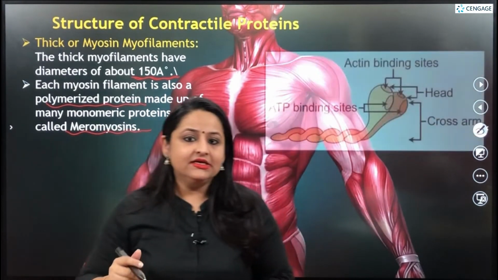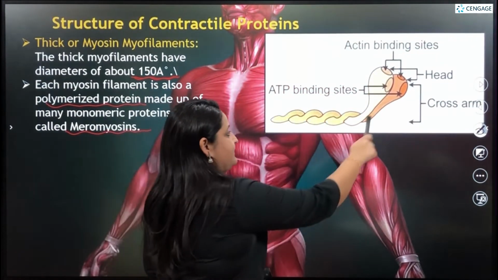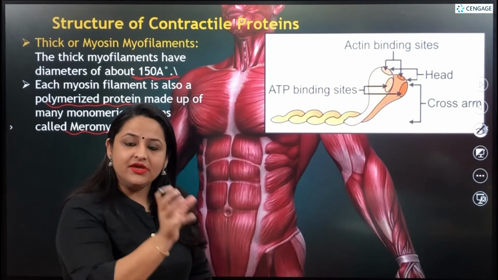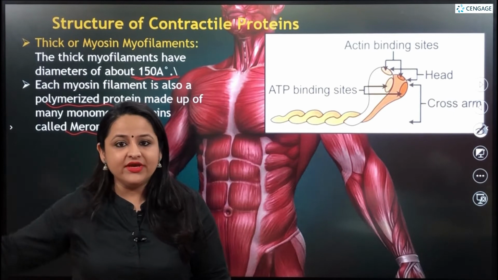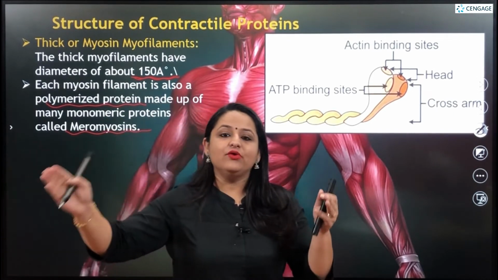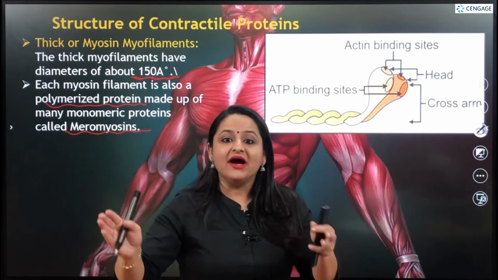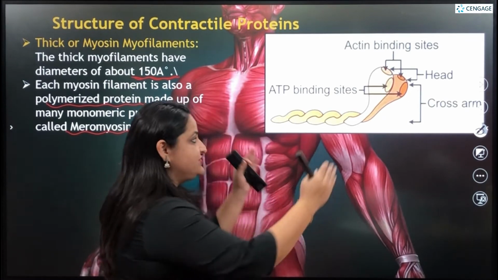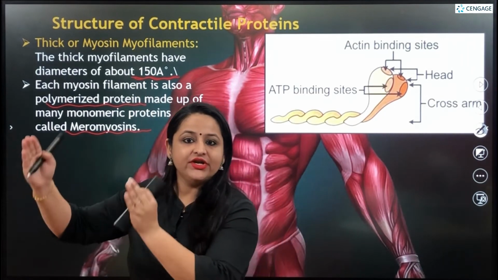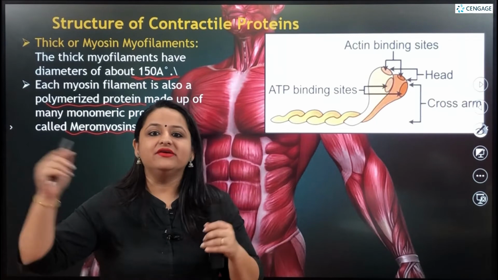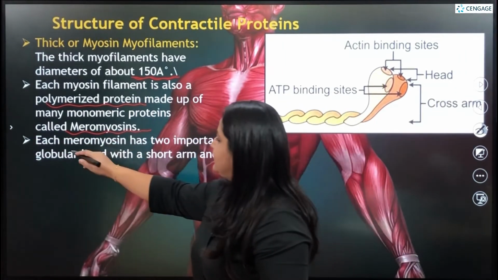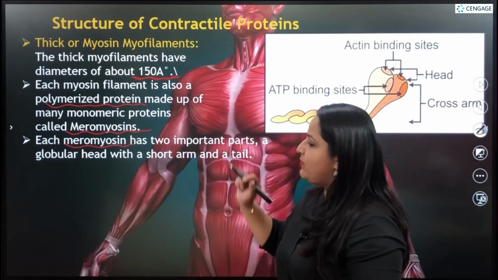So we can see this is a picture of a meromyosin. This is one meromyosin altogether. In these ways, meromyosins keep on joining together to form the complete thick myofilament, also known as the myosin myofilament. So this is just one unit, and in this way the meromyosins keep on joining together to form the myosin filament altogether.